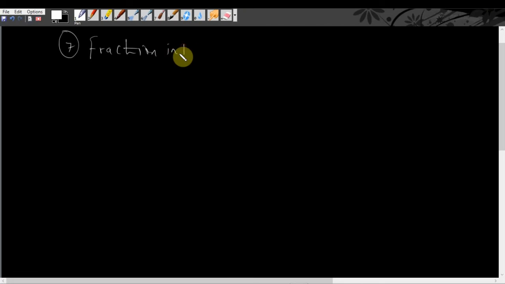Fraction index law. Okay. This one is more like that of root power, but the power is no longer 1 over something. The power is now something over another thing. Okay, this is what I mean.